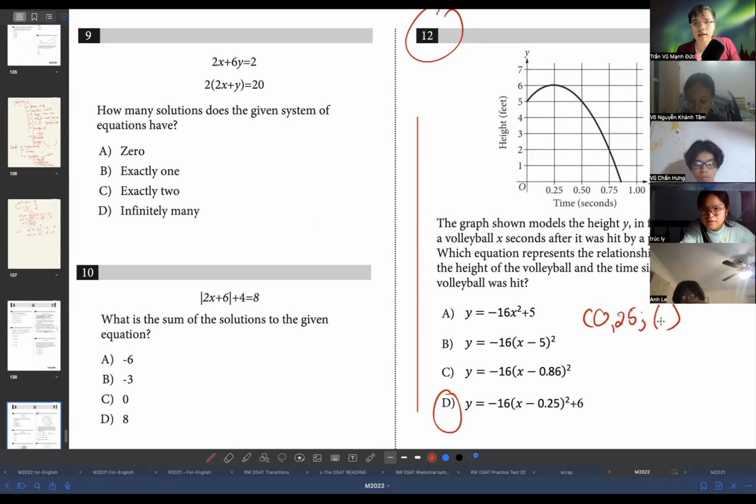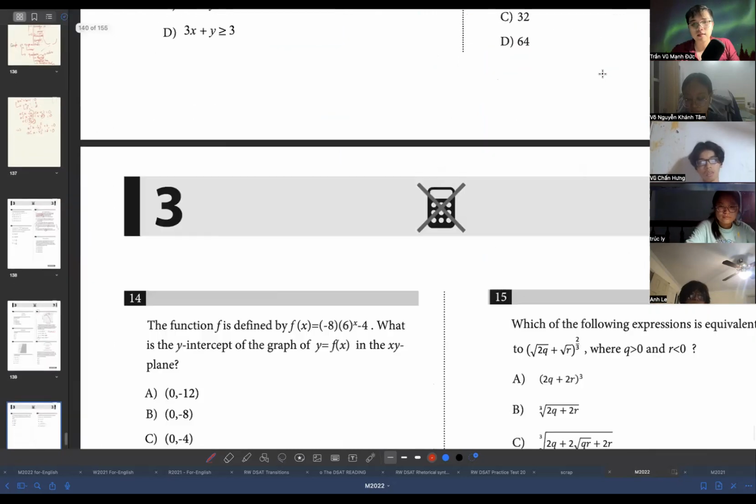0.25, 6. Exactly. Look, this is 0.25 and 6. All right. Very good. Okay, next one.